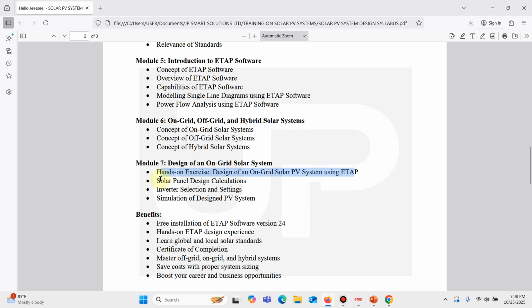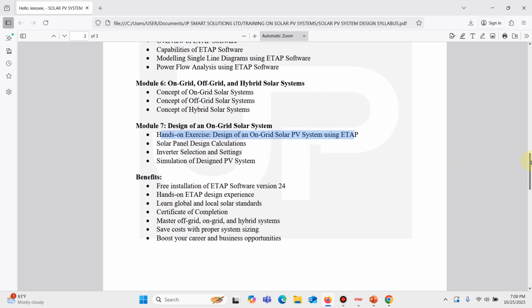And in this section, we are going to be looking at solar panel design calculations, inverter selection and settings, then simulation of the designed PV system. So the software not only allows us to design the system, it also allows us to simulate, to understand how the system behaves under power scenarios. So we'll be looking at all that, and we have some benefits over here for registering for this training.